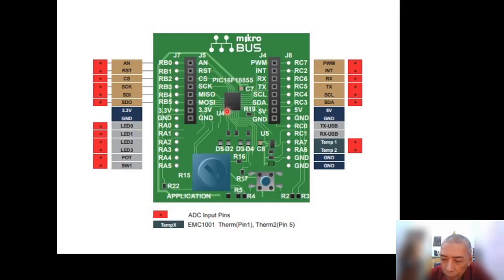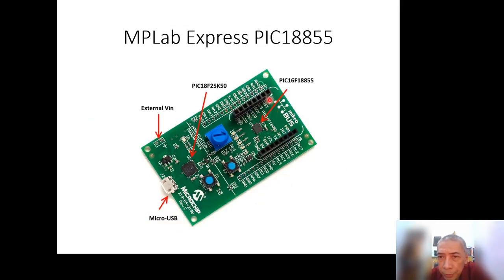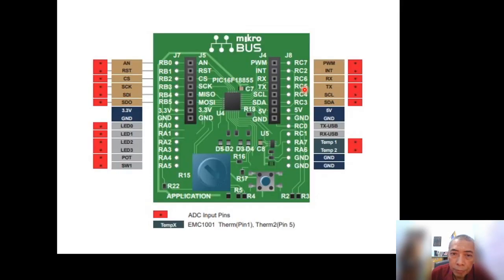If we zoom in on the part of the PIC16F18855, you can see that we have the SPI features right here on the left side, and on the right side we have USART and also I2C. From the developer, this one is called the MikroBus. You can think of it like an Arduino shield, but this MikroBus supports all three of the serial communications, and also can generate PWM as we discussed earlier, and also interrupt, and also the power source of 3.3 volt and 5 volt and ground.